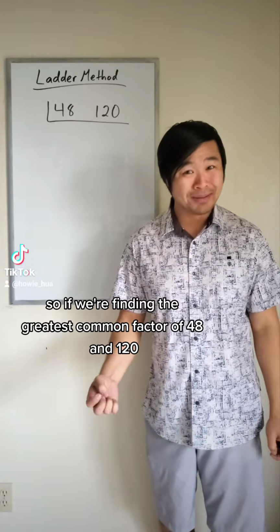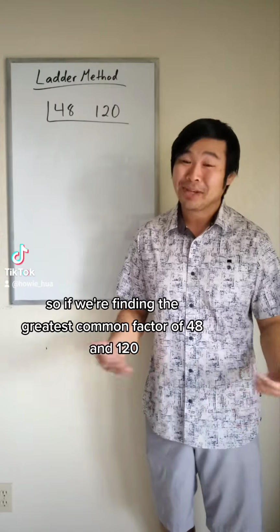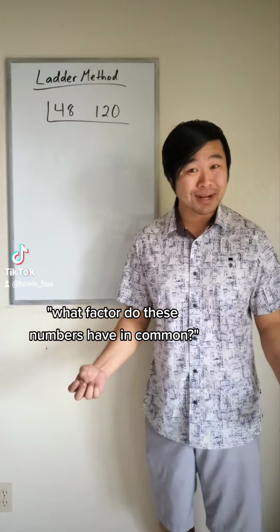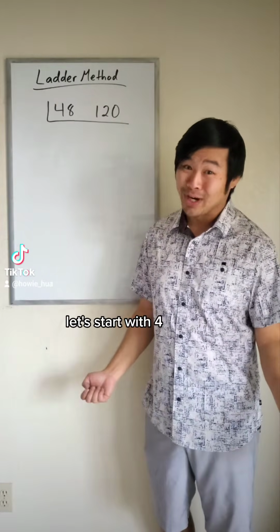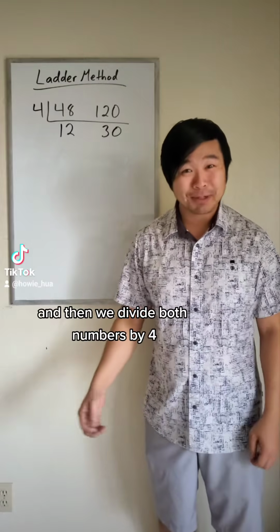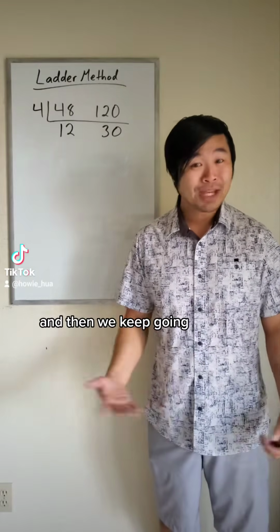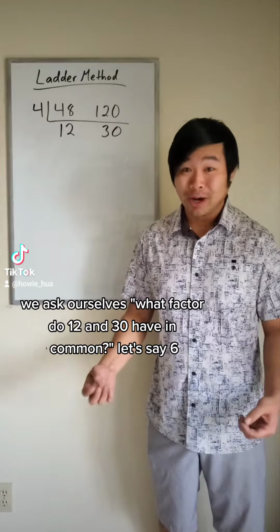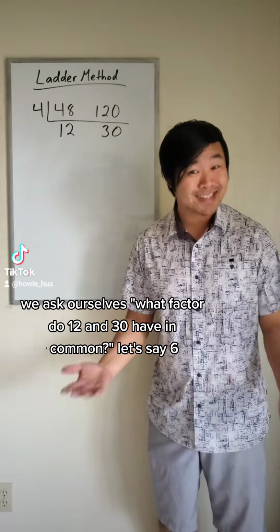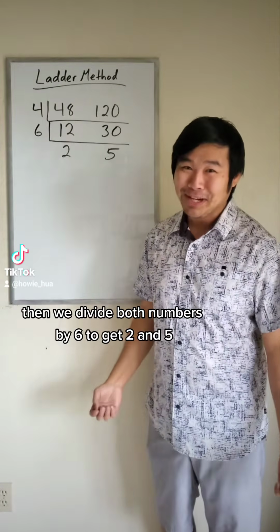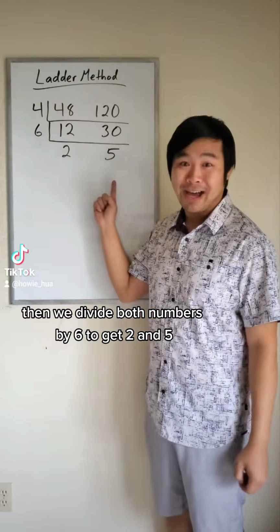So for finding the greatest common factor of 48 and 120, we ask ourselves, what factor do these numbers have in common? Let's start with 4. And then we divide both numbers by 4. And then we keep going. We ask ourselves, what factor do 12 and 30 have in common? Let's say 6. Then we divide both numbers by 6 to get 2 and 5.